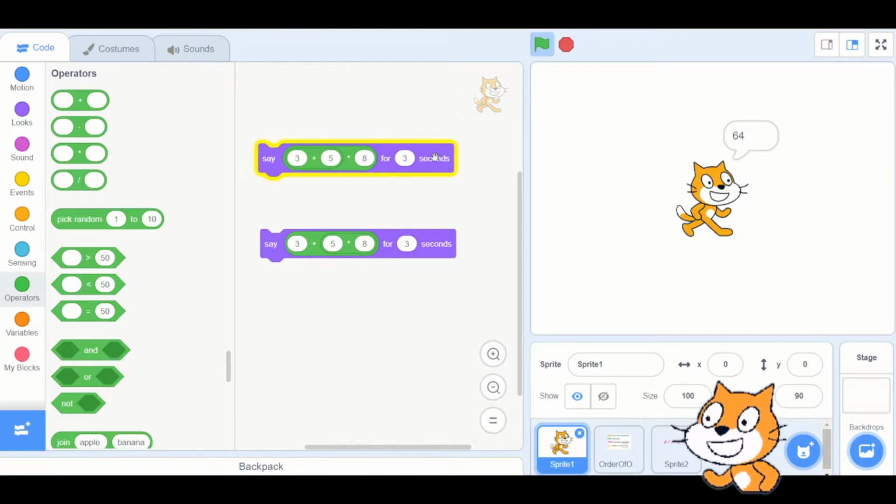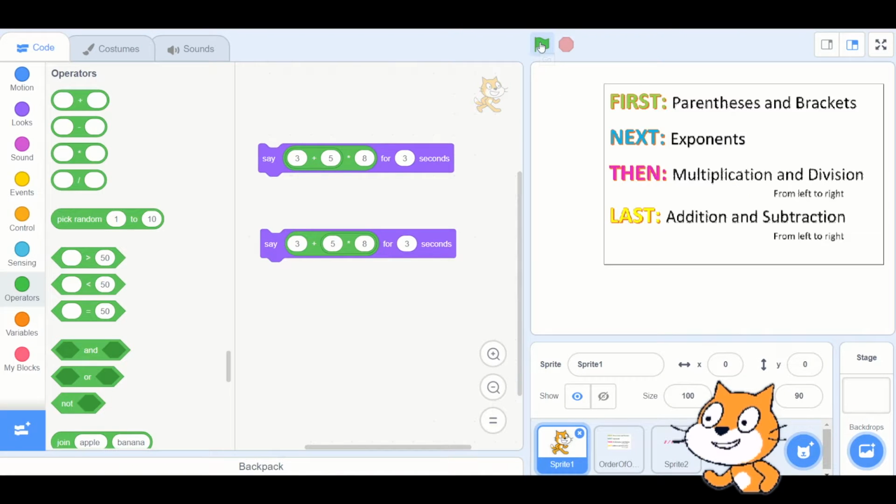One answer is 64. And the other is 43. Which one is the right answer? Let us look at the rules for order of operations.